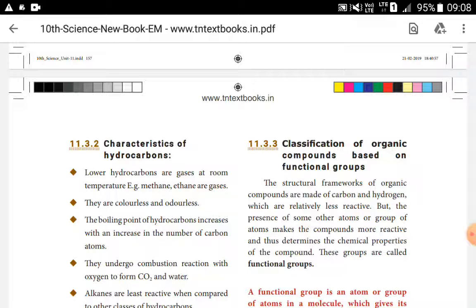Then already we learned about the classification of organic compounds based on the pattern of carbon chain. It is open chain compound and closed chain compound, further classified into saturated, unsaturated, carbocyclic, heterocyclic. Then carbocyclic is further classified into alicyclic and aromatic.